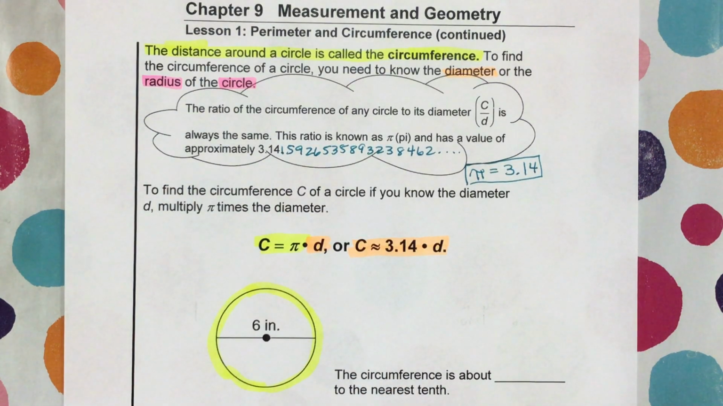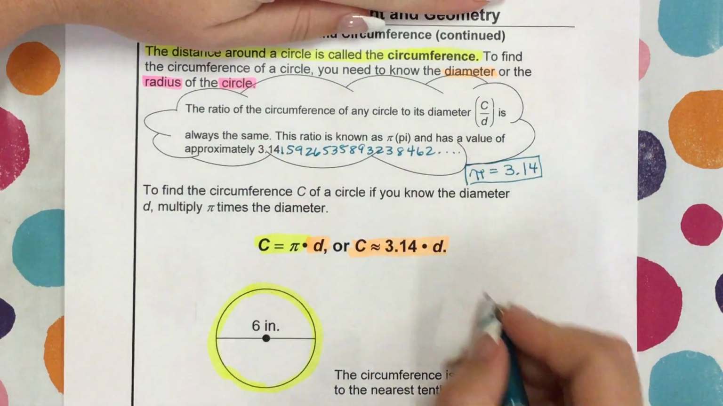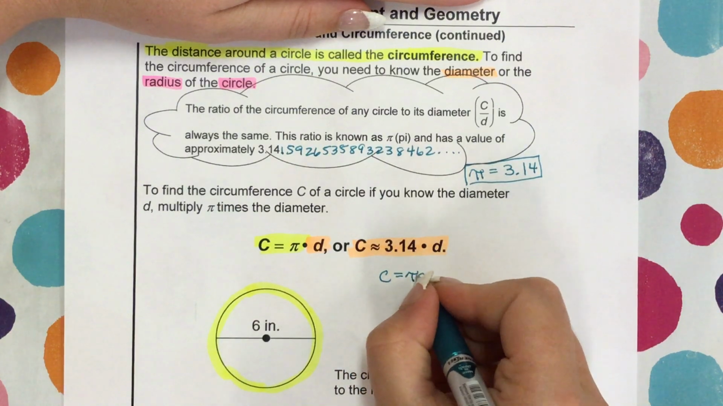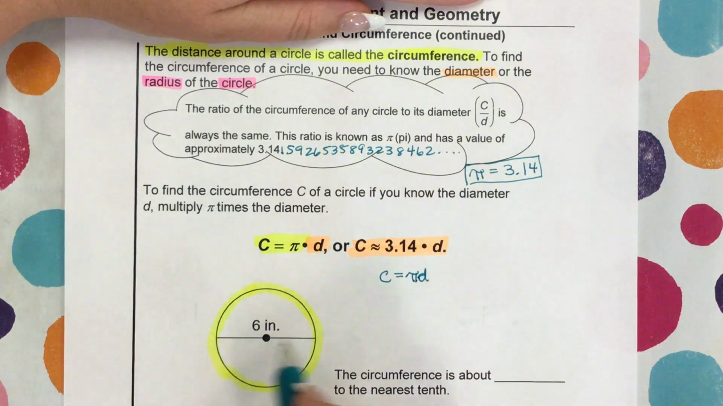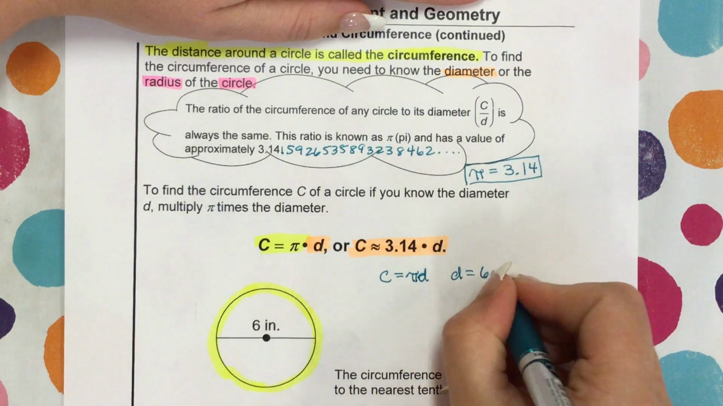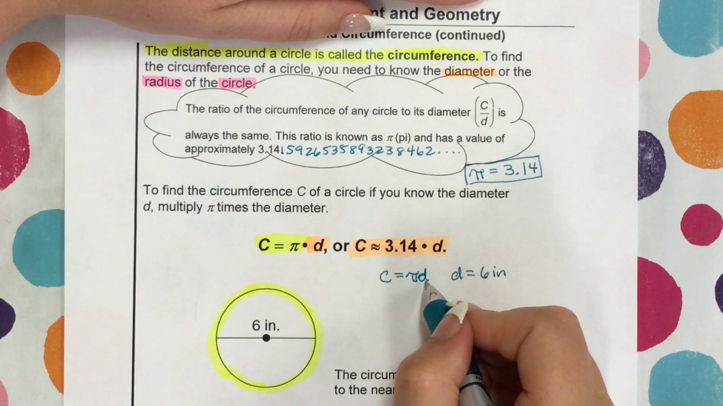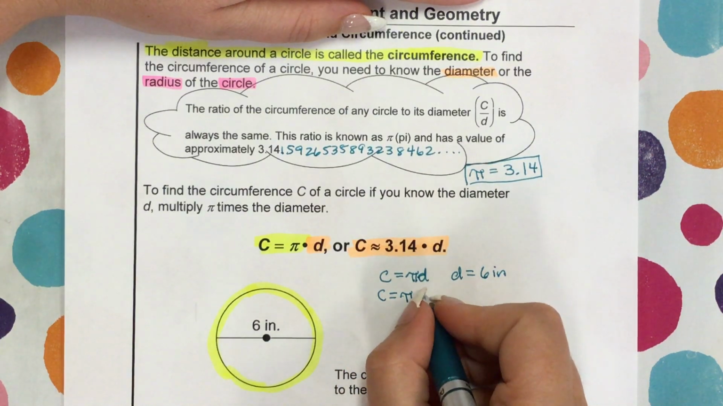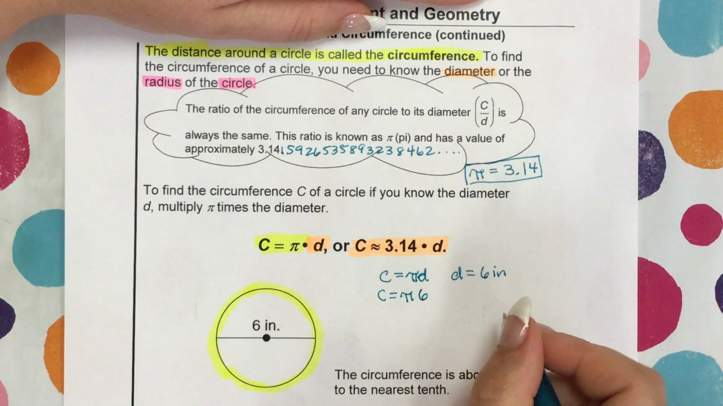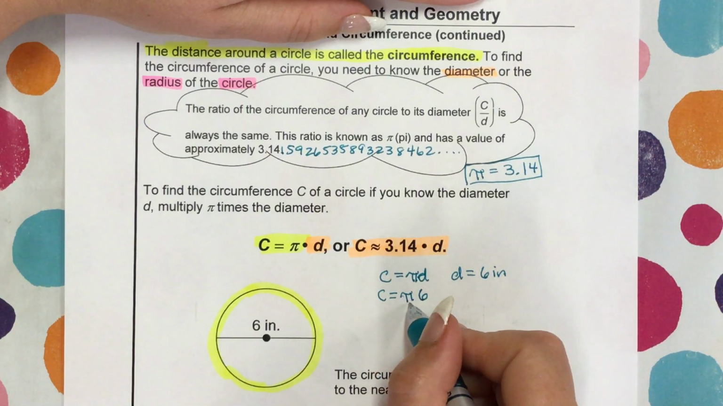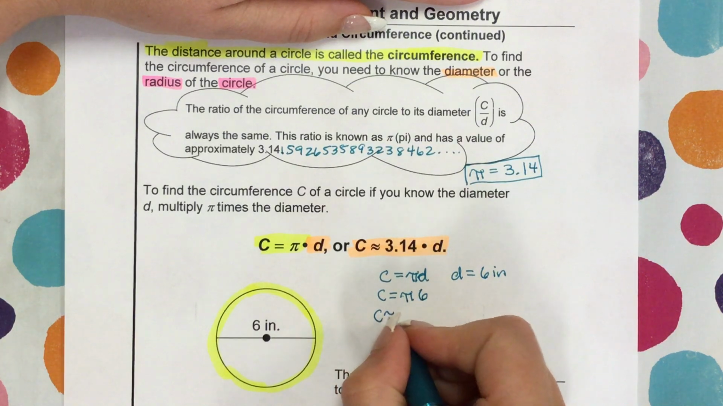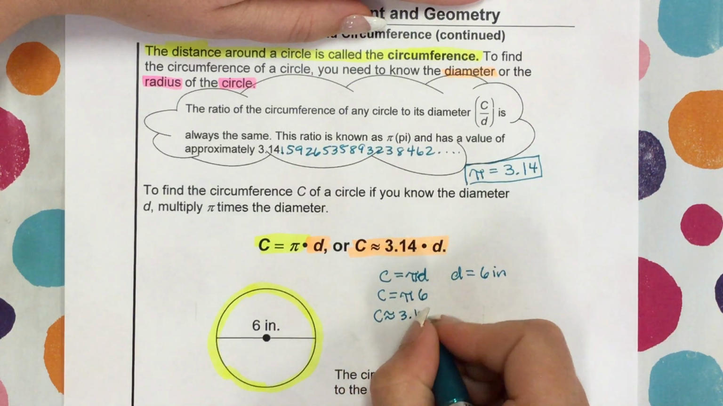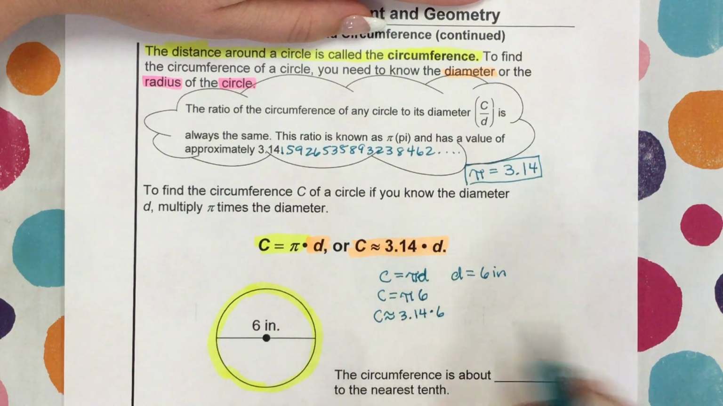So we're going to go ahead and figure out what the circumference of this circle is. We know we're going to be using the formula C equals pi d. And the diameter, from one side to the other going through the circle, d equals 6 inches. So we substitute that value in for d, and we end up with C equals pi times 6. Then we substitute 3.14 in for pi. Now when we do that, it becomes an approximation. So 3.14 times 6.